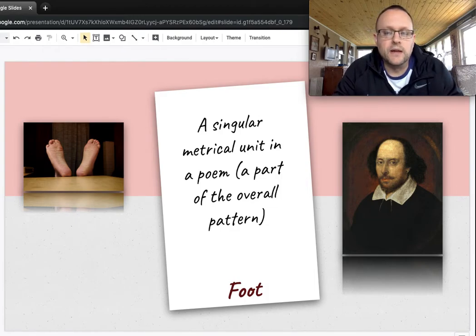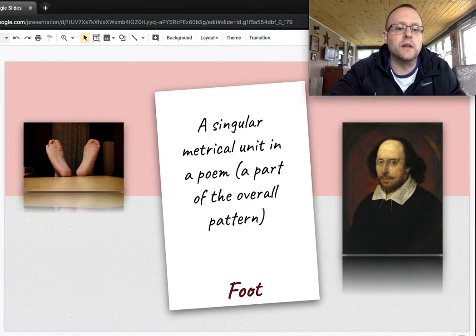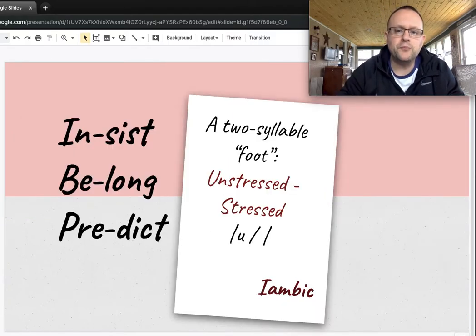All right, so think of this as a building block towards that overall meter that would exist within a poem. So meter is the pattern, and foot is one of those units that helps create that pattern.